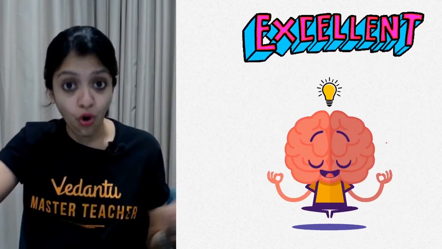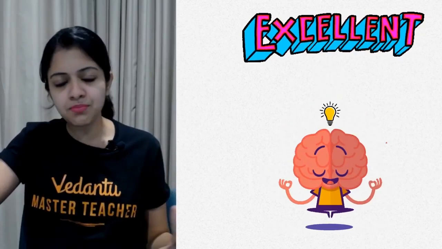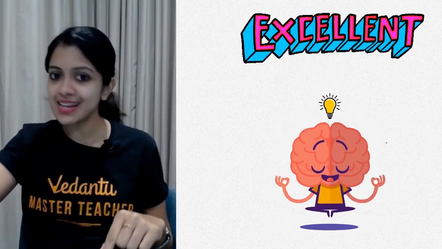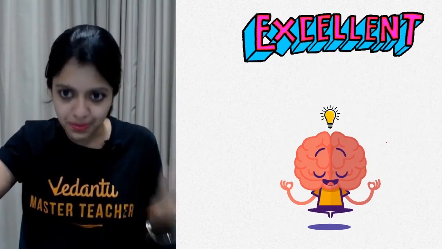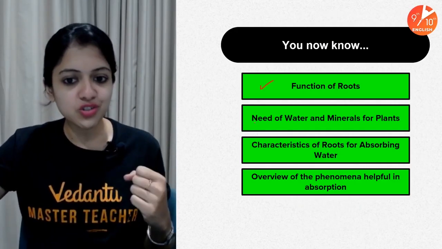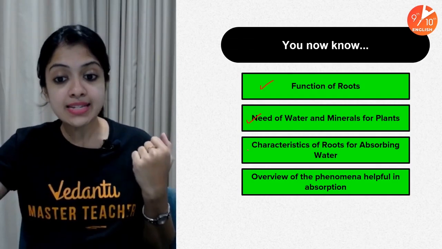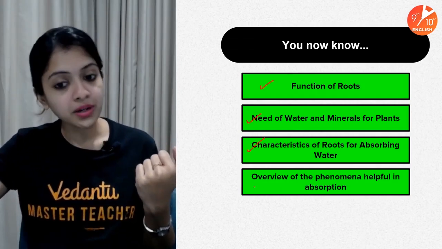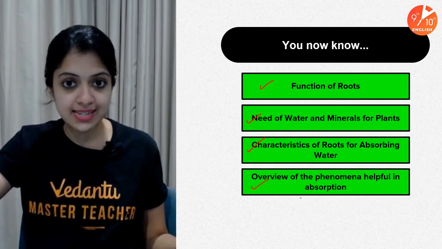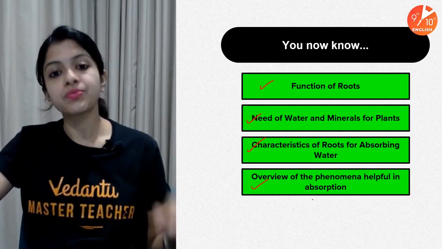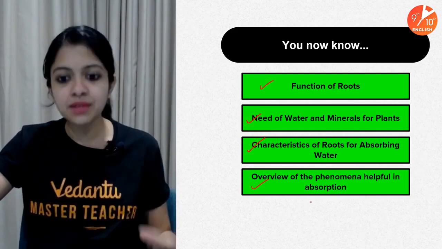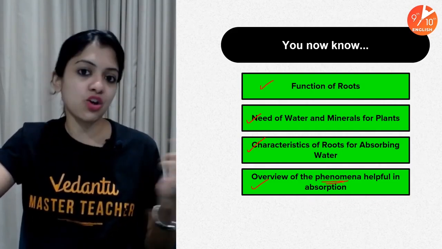Absolutely well done if you have got all the questions right. If at all you haven't, doesn't matter at all. Just go back, watch the replay, get your concepts clear, and then come and attend the next session. That's what is going to help you become better in this chapter. Let me remind you that you now know about the functions of roots, need of water and minerals for plants, characteristics of roots for absorbing water, and an overview of the major phenomena helpful in absorption. What have we discussed under that? Imbibition, diffusion, osmosis, active transport, turgidity, and flaccidity. These are the major terms we have discussed under these phenomena.